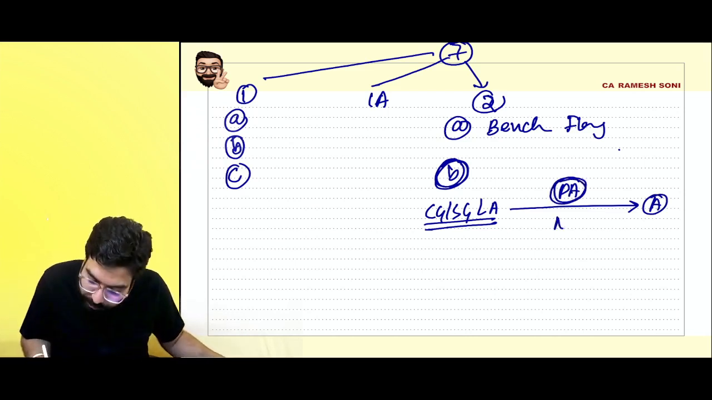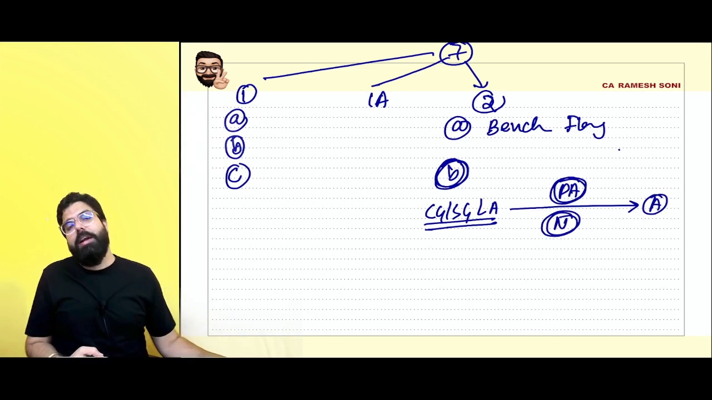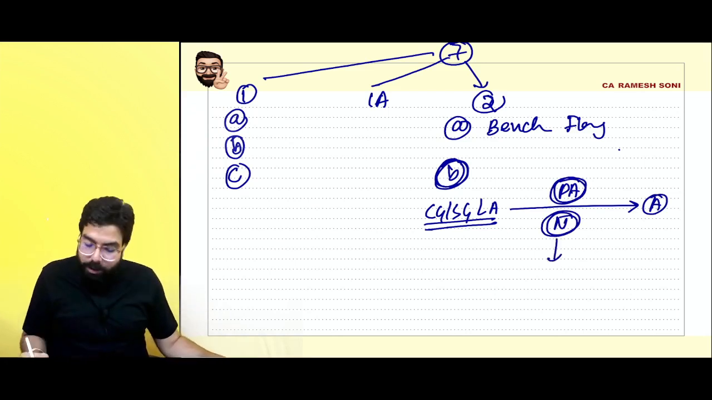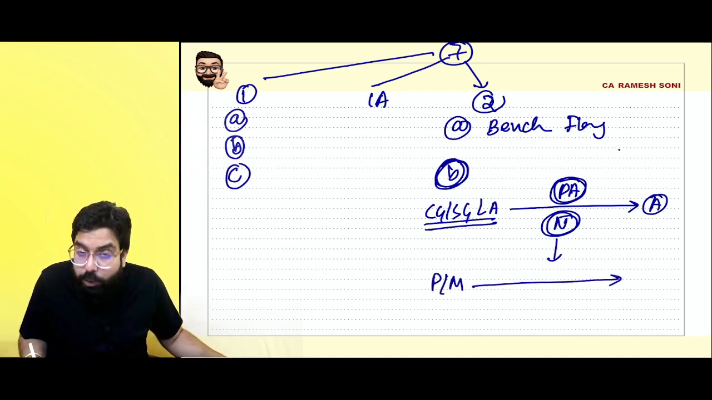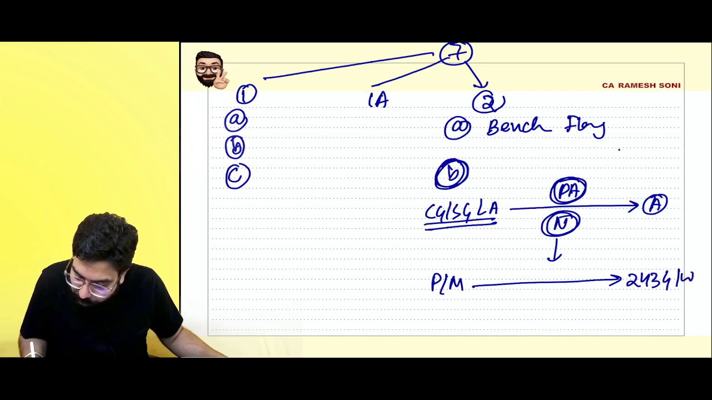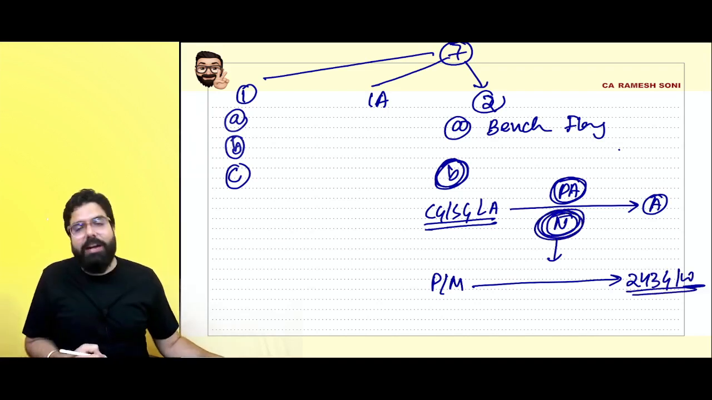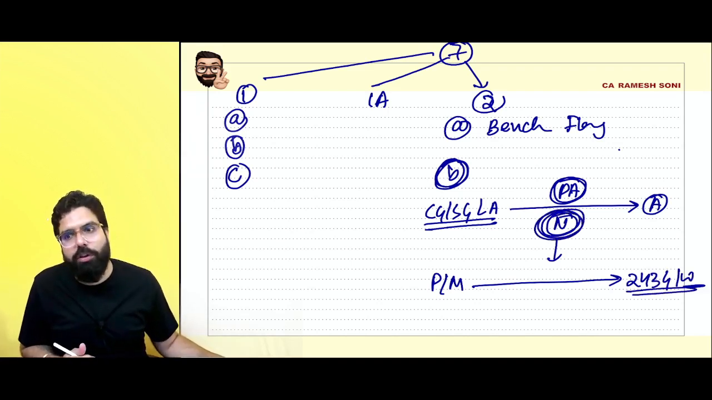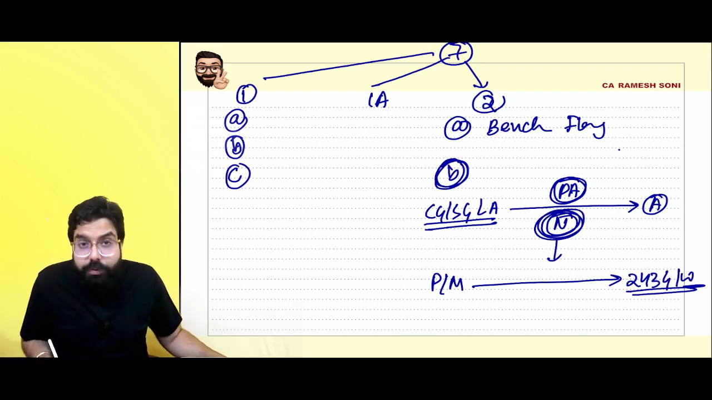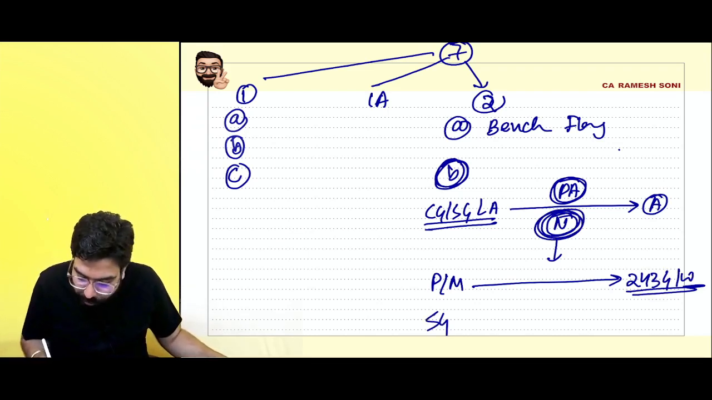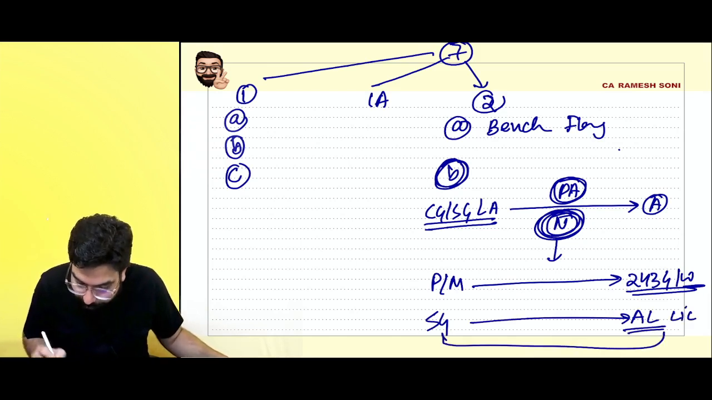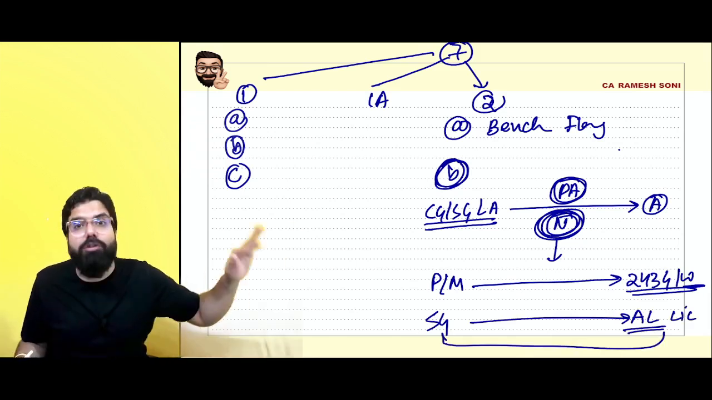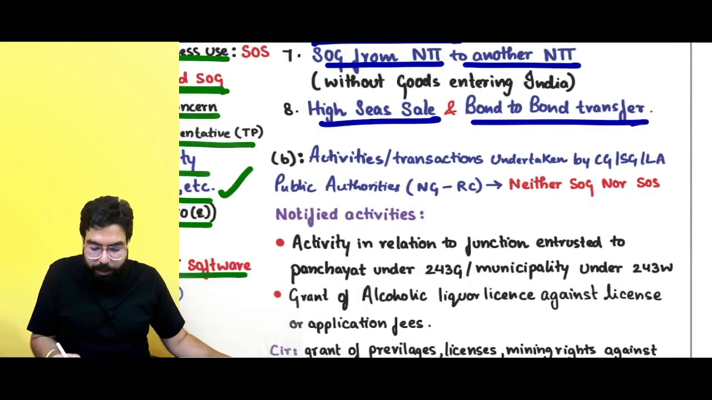If those activities are notified, then it shall be neither supply of goods nor supply of services. Notified means the government has told panchayat or municipality, when they are doing Article 243G or 243W activity, that it is a notified activity and it shall be neither supply of goods nor supply of services. The next one is the state government giving alcoholic liquor licenses, against which people pay license fees etc. That also shall be neither supply of goods nor supply of services.